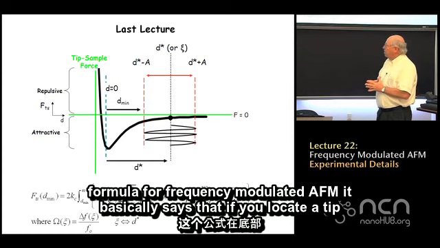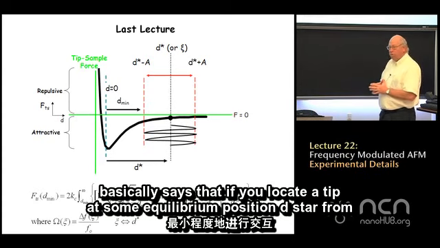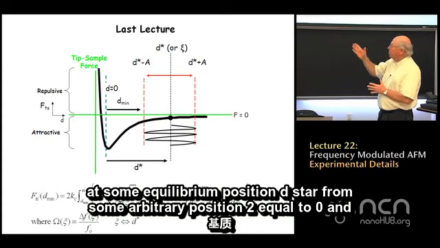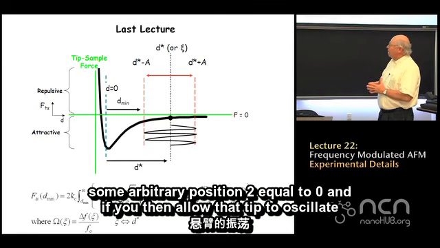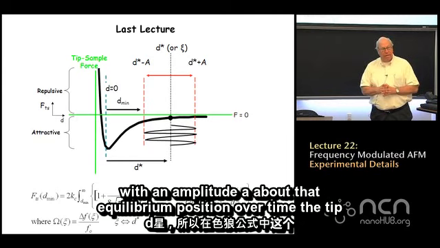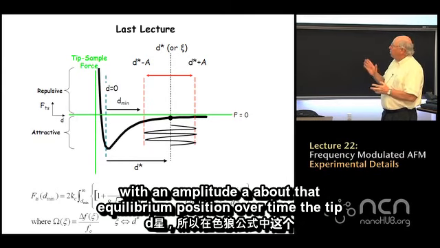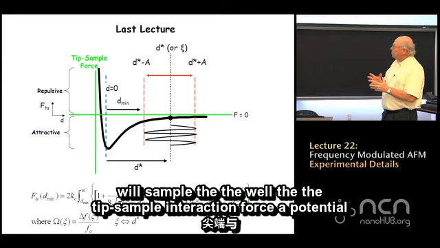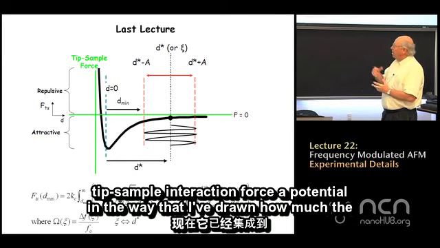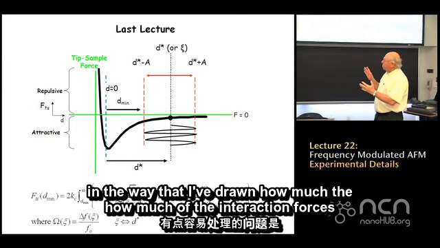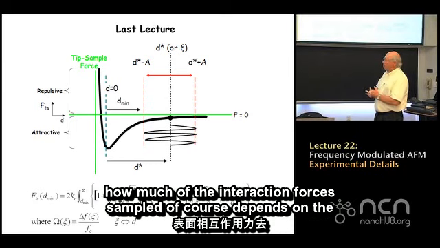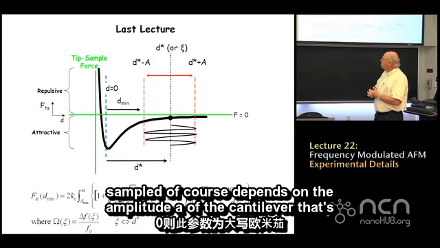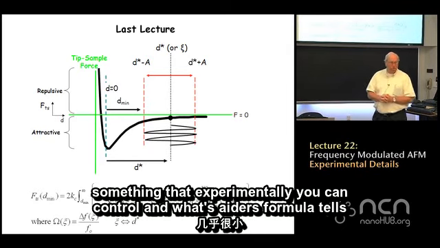And it basically says that if you locate a tip at some equilibrium position D star from some arbitrary position D equal to 0, and if you then allow that tip to oscillate with an amplitude A about that equilibrium position, over time the tip will sample the well, the tip sample interaction force potential, in the way that I've drawn. How much of the interaction force is sampled, of course, depends on the amplitude A of the cantilever. That's something that experimentally you can control.